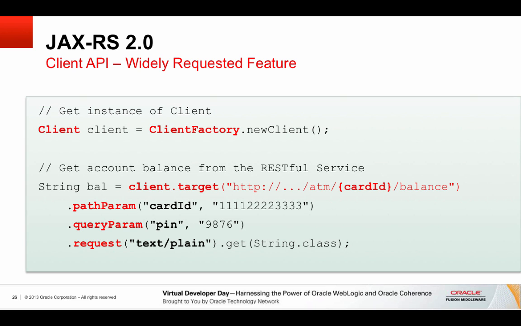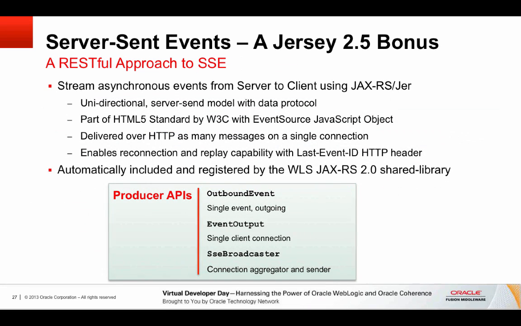Here's a quick example of the client API. Again, it's a very fluent API, very consistent with what we have on the back-end services. In this case, I'm setting properties that I want to pass through to my back-end service. So I'm specifying the card ID, the PIN. I'm telling it my accept type, and I'm going to go ahead and execute the balance method on the back-end service. So again, it provides the capabilities to build clients to consume JAX-RS services, be they standalone or be they other applications deployed to WebLogic or to your Java EE container generally.